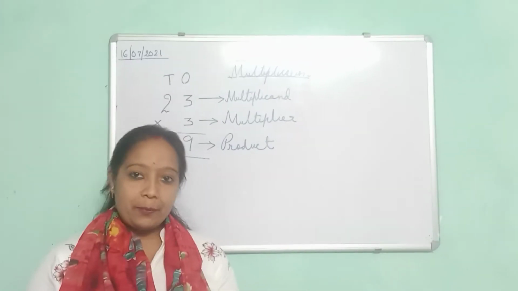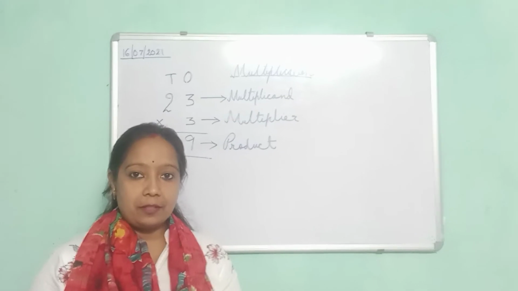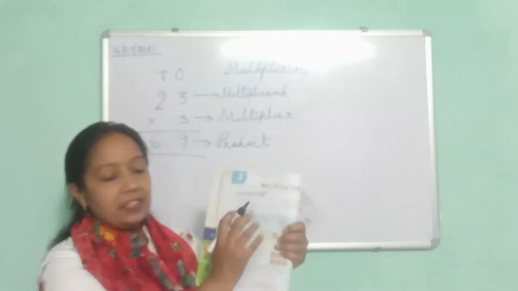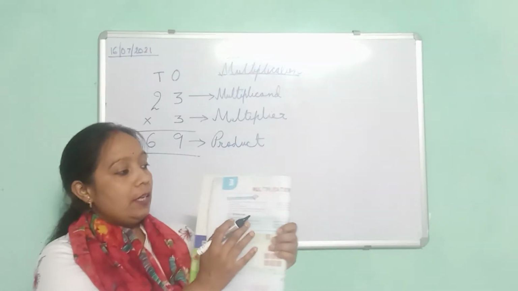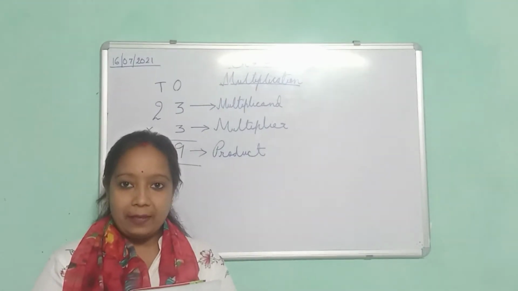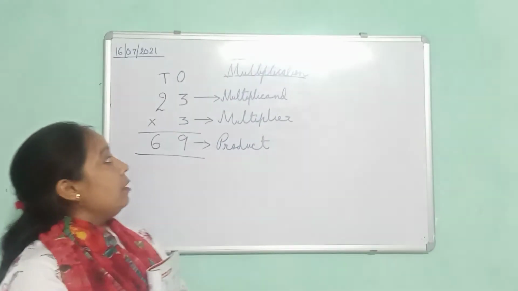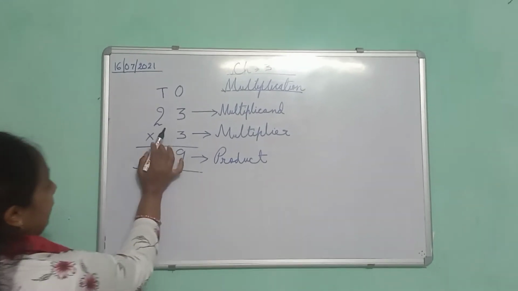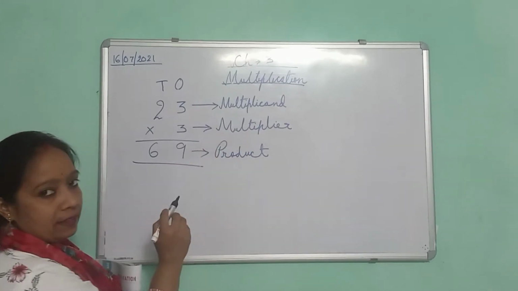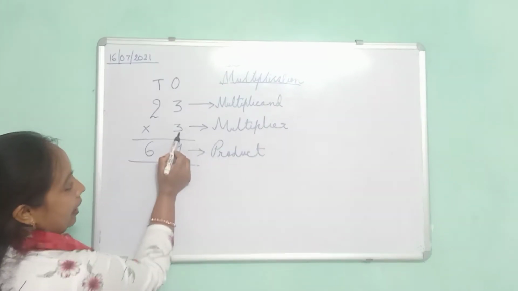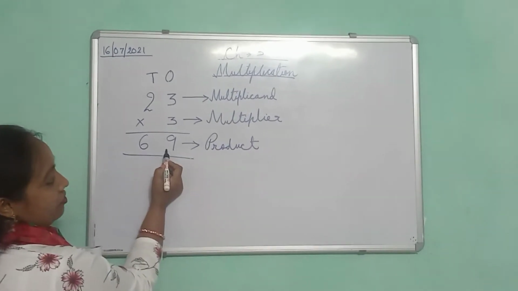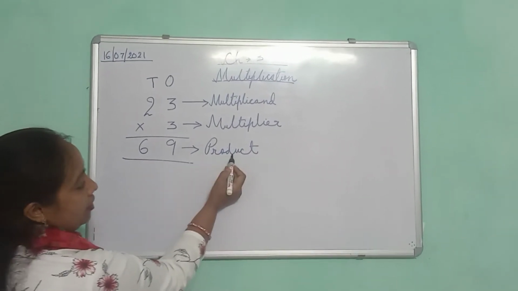Today we will start chapter number 3, that is your multiplication chapter. Open your page number 50, children. Yes, this chapter. Okay. So children, before starting the multiplication, we will read about some facts of the multiplication. All of you need to know, children, that the number to be multiplied is called the multiplicand. And the number by which we multiply is called the multiplier. And after multiplication, the result we get, we call it product.